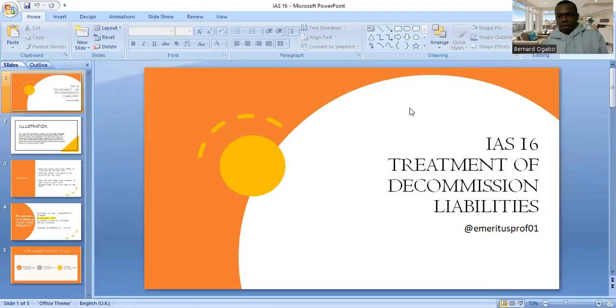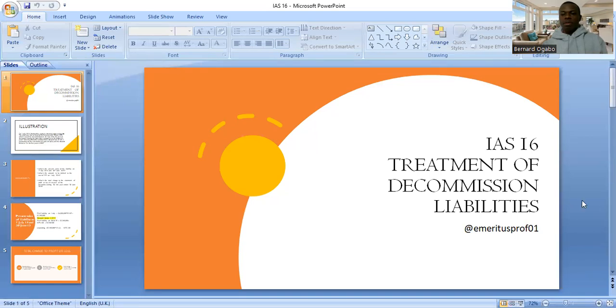Hi. Last time we looked at the element of cost of PPE. Today, we want to be looking at the treatment of decommissioning liabilities. When you have environmental provisions in your account, how do you treat them with respect to IAS 16 property, plant, and equipment?